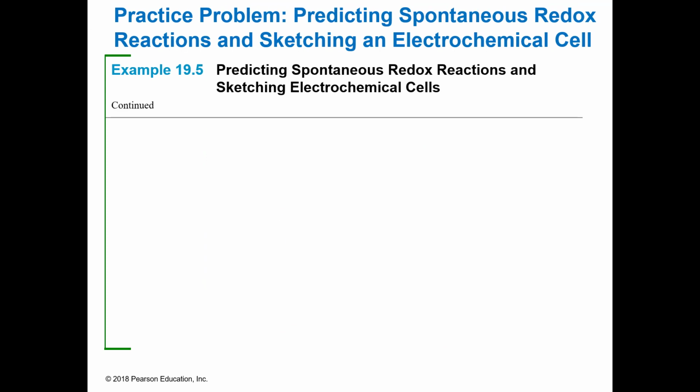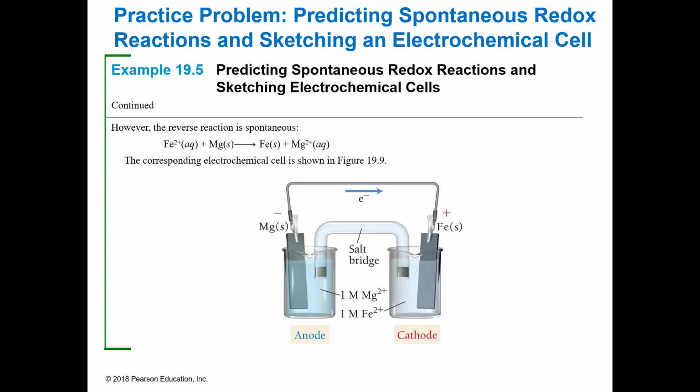So here's the other thing. You should be able to draw a picture of this. The anode. Magnesium's over here. Magnesium is being oxidized. It releases 2 electrons. The 2 electrons go down the iron electrode, and then they try to reduce the iron 2 positive.